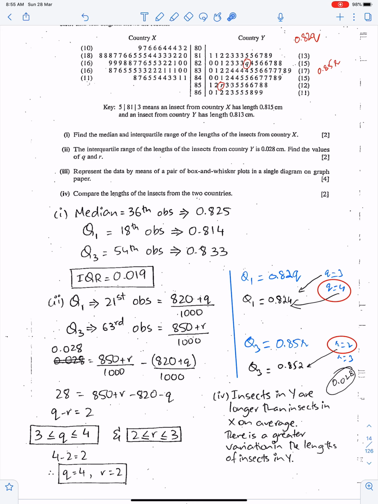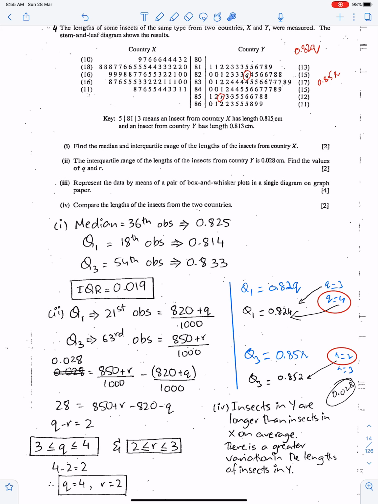The next part is the box plot. You know how to draw the box plot. Now compare the lengths of the insects from the two countries. Well, we have to draw two box plots. Here are both the box plots. Write length of insects in centimeters. This is the box for country X, and this is the box for country Y. This distance is 3 centimeters, whereas this distance is 6 centimeters.